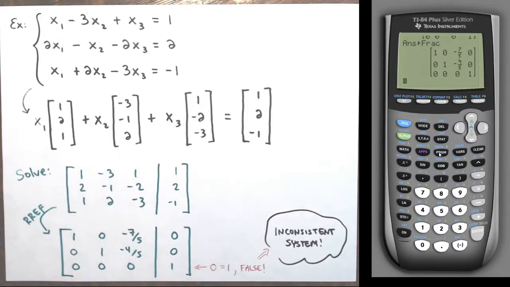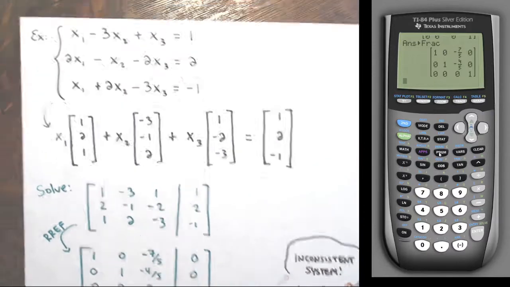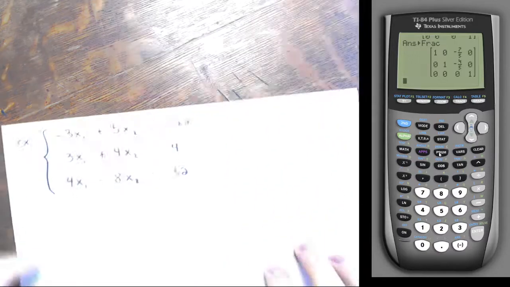Okay, that's it. I'm done with that one. All right, it's that simple. When you realize that there's no solution, you stop. Can't write that constant vector as a linear combination of the column vectors of the coefficient matrix.